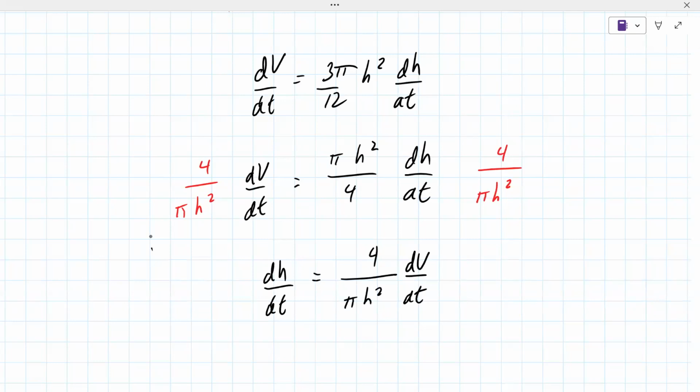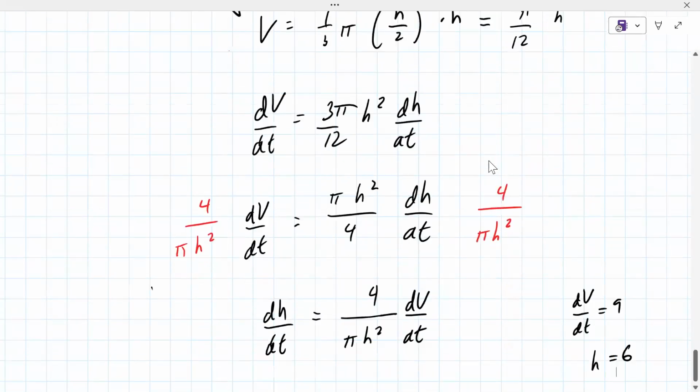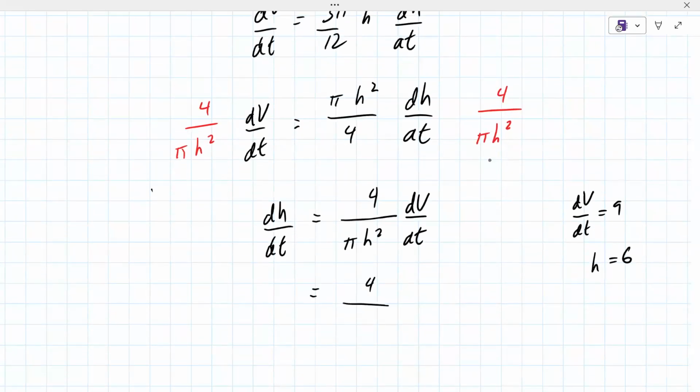And then you've got dV/dt that was given in the problem. The dV/dt ended up being 9. And then h was given as 10. I'm sorry, 6. So if you look back in the original problem, yes, the height of the cone is 10, but you only care when it's 6 feet deep. So you have to be sure that you know which one you're using. So it's 4 over pi times 6 squared times 9, which ends up being 1 over pi, believe it or not.